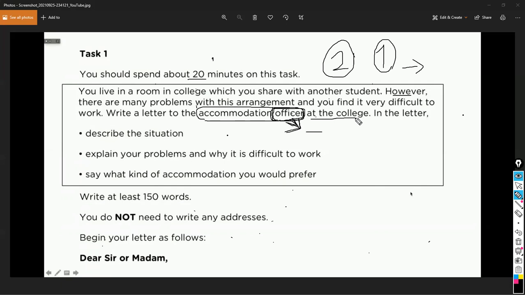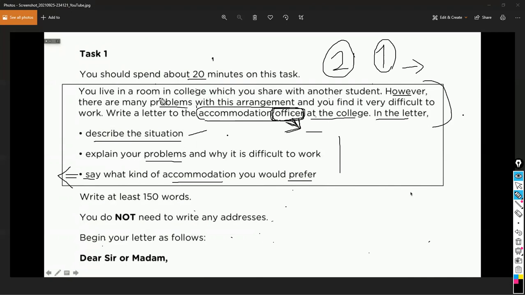Okay, now at that college, in my letter, I have to describe the situation in general. I don't have to talk about my problems directly. Yes, now I have to tell my problems. Then I have to ask for another accommodation or room, which would be really better for me. So I have a question here in the last bullet point. So let's try, guys, to begin writing the formal letter about this prompt.